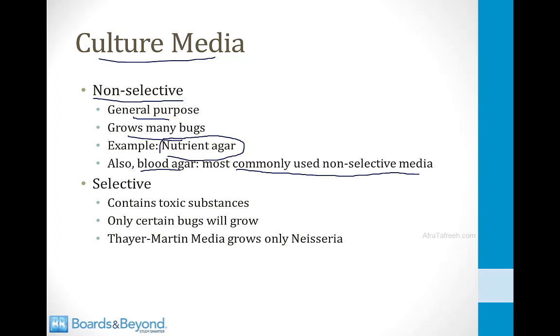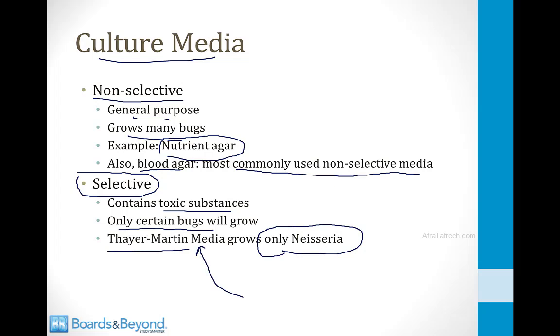Now contrast non-selective media to selective media. These contain substances that are toxic so that only certain bugs will grow. And a good example of this is Thayer-Martin media, which only grows Neisseria. So Neisseria is commonly found in throat swabs, which contain lots and lots of different bacteria. But if you plate the throat swab on this type of media, only the Neisseria will grow.